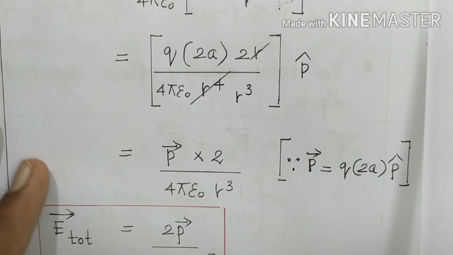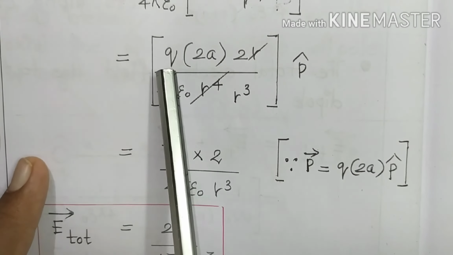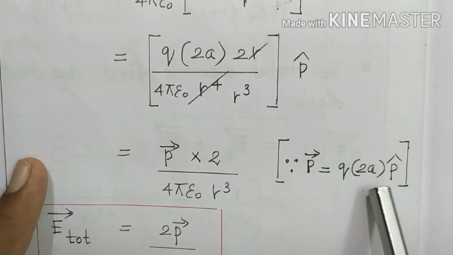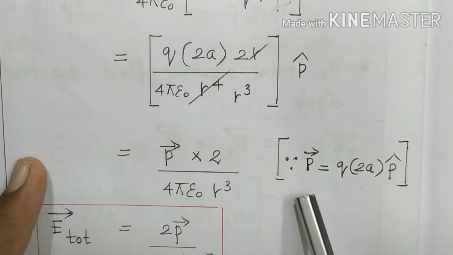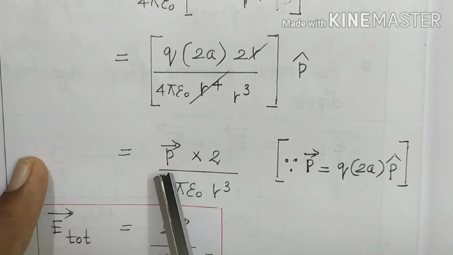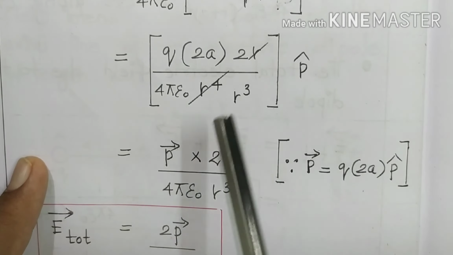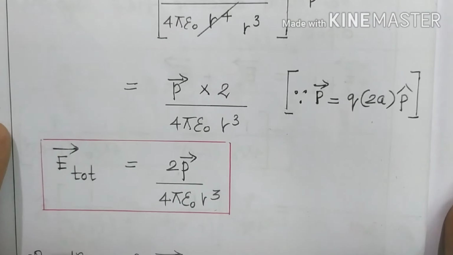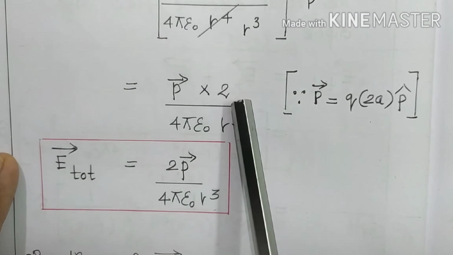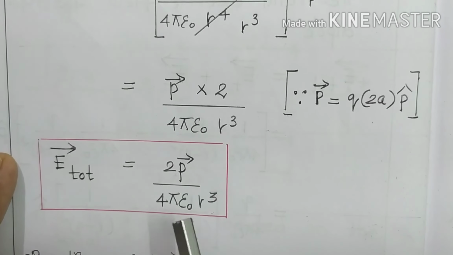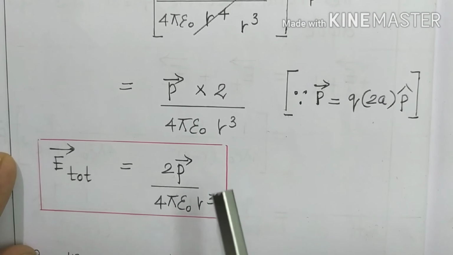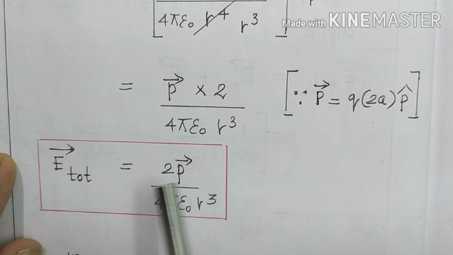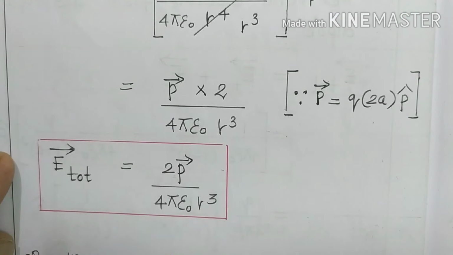In the next step, in the place of Q, 2A and P cap, all of these together are equal to P vector. So in the place of them, I have written P vector. Now whatever is left, only 1, 2 is left. So into 2 by 4 pi epsilon naught R cube. So in the next step, E total is equal to 2 P vector divided by 4 pi epsilon naught R cube. This is the final expression for the electric field at a point on an axial line due to a dipole. Now what about the direction?